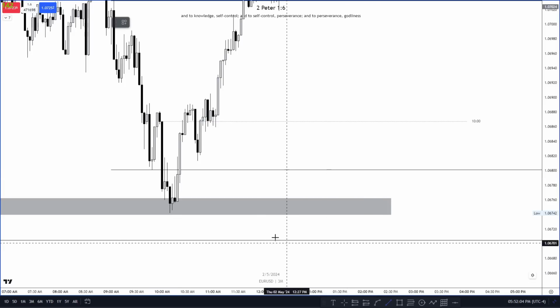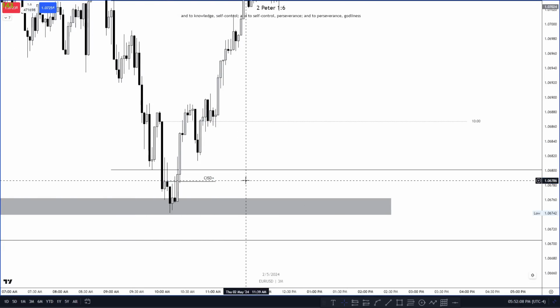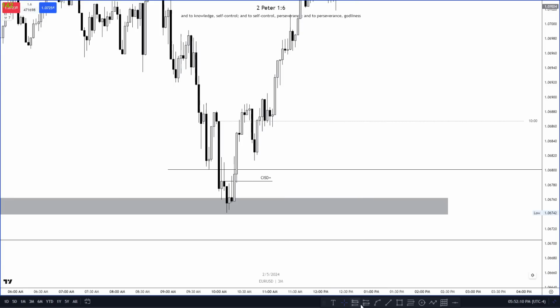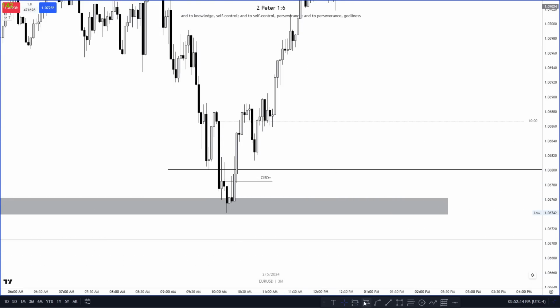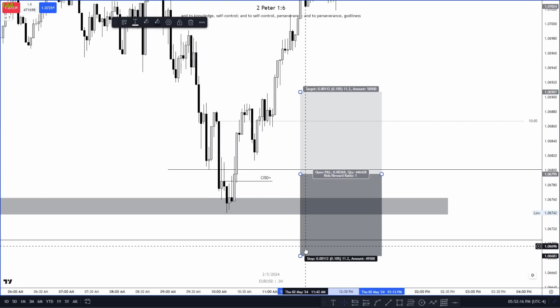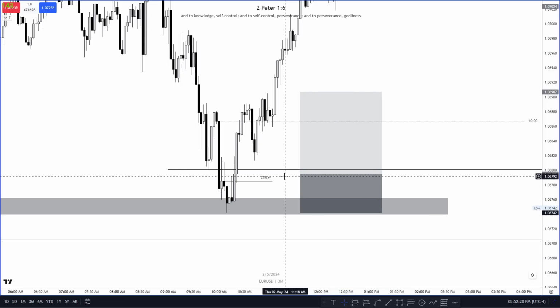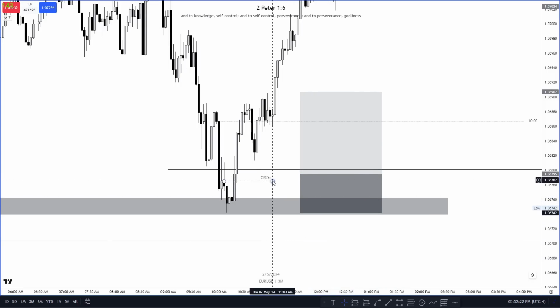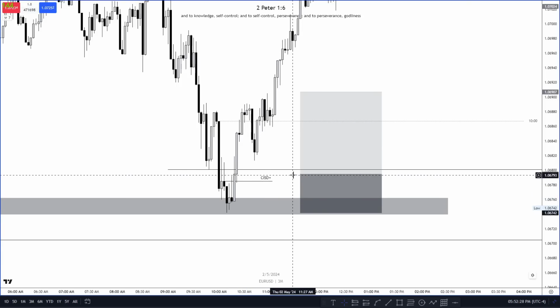Where's our entry? The change in state of delivery. Change in state of delivery right here. Oh, sorry. Change in state of delivery right here. Low, stop loss at the turtle soup. Price can dig into here, up to here. Don't be afraid. It's just hitting the rejection block.